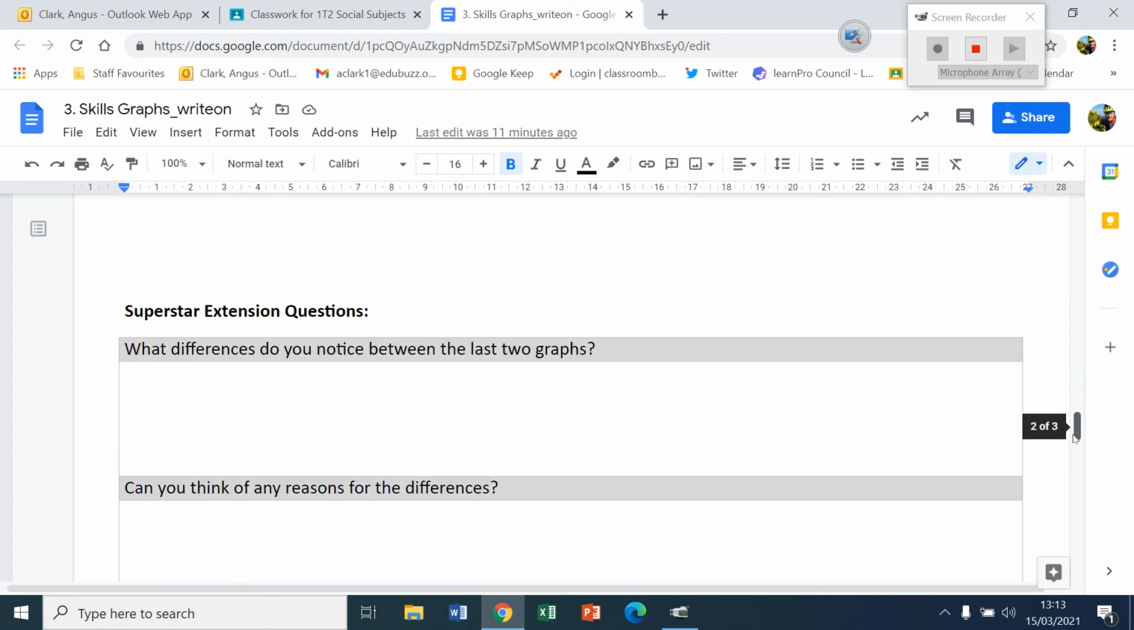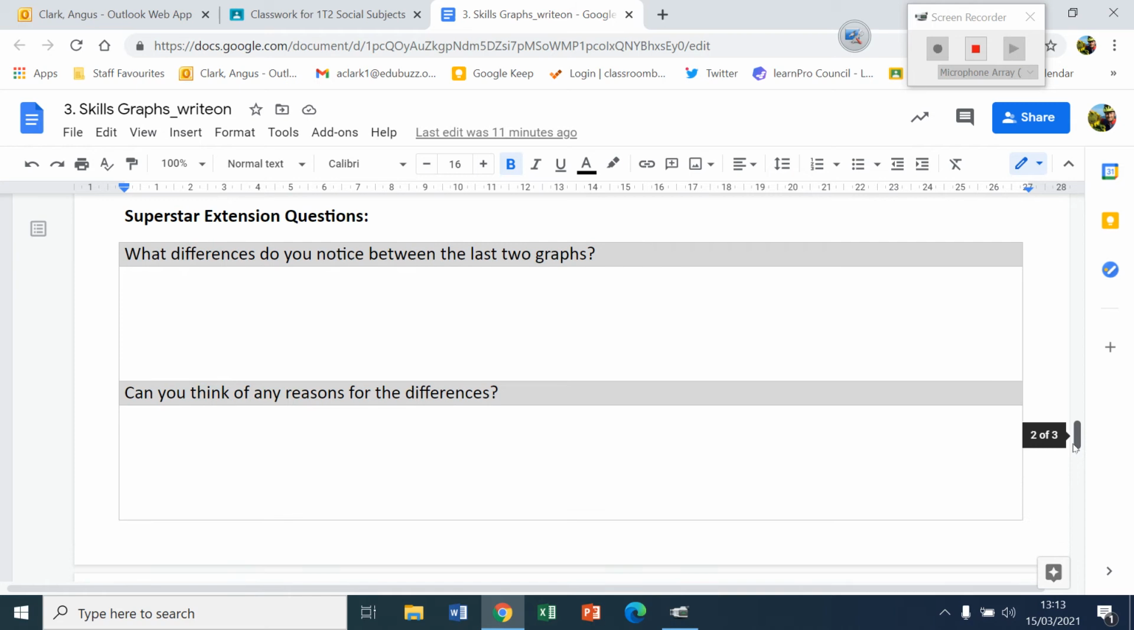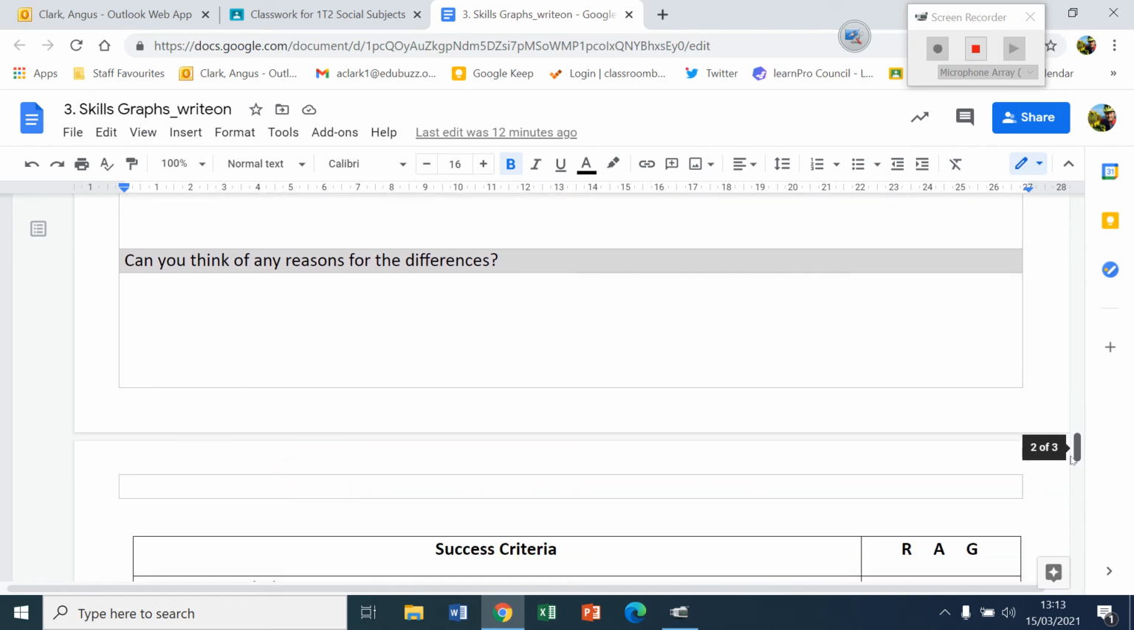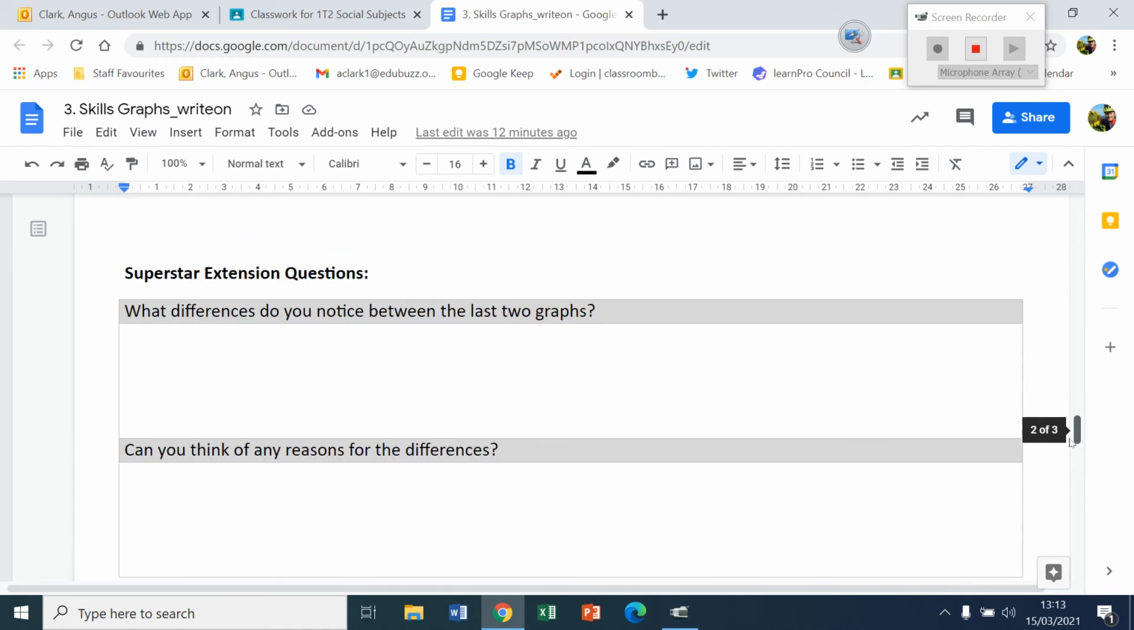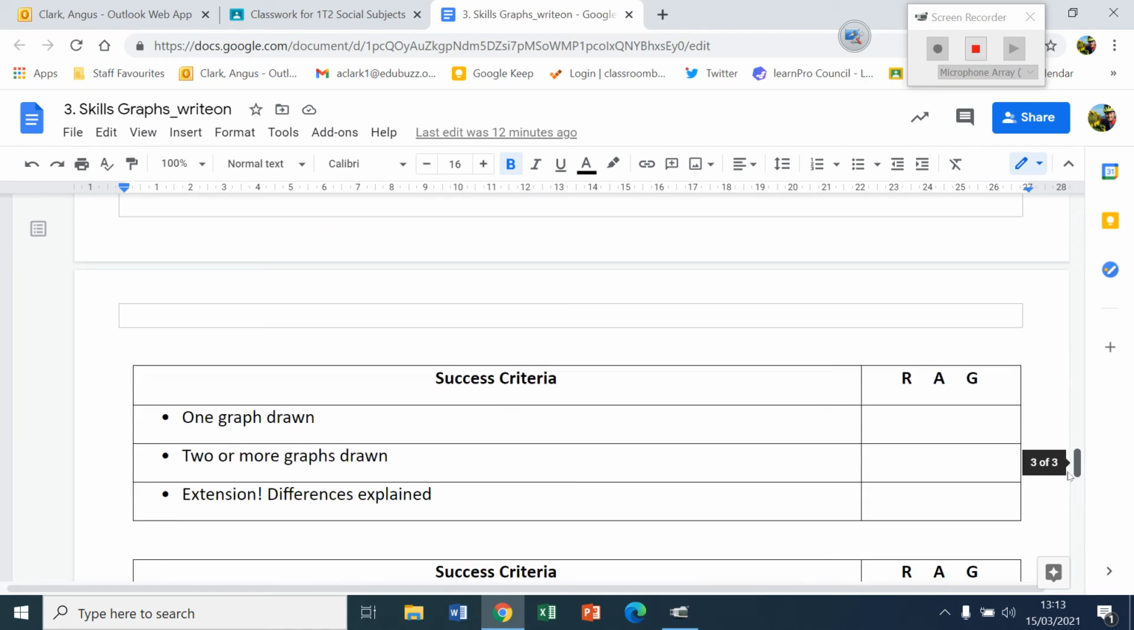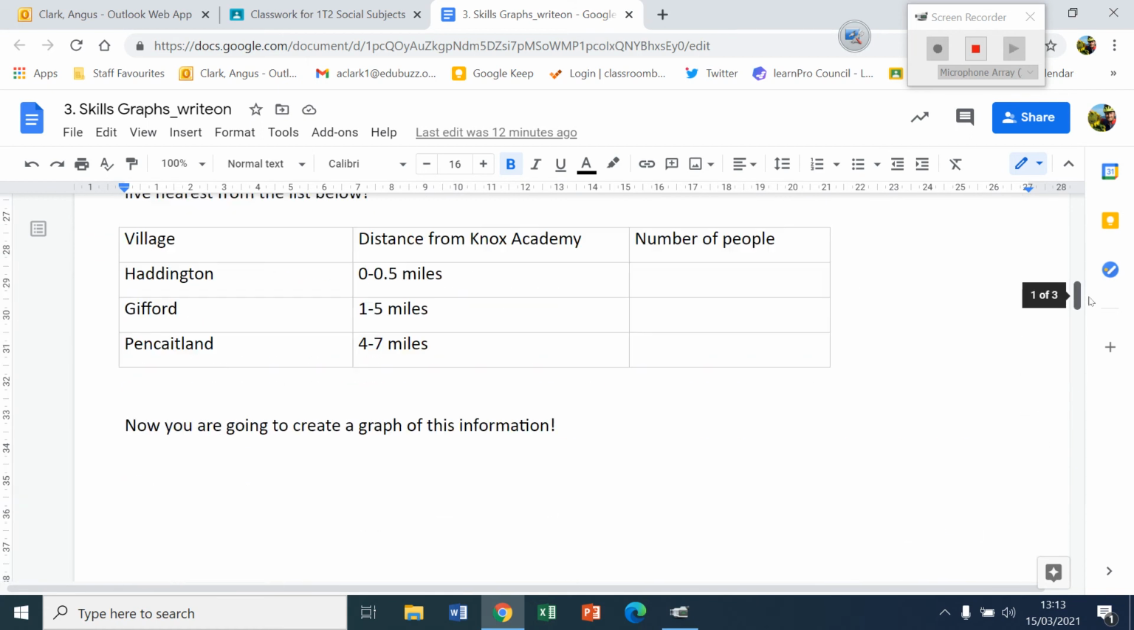There are some questions for you to have a go at for superstars. So what difference do you notice between the last two graphs? Can you think of any reasons for the differences? I haven't gone over everything with those graphs, so if you can think of anything, you could maybe add some of that to that information. And that is your work for this week.